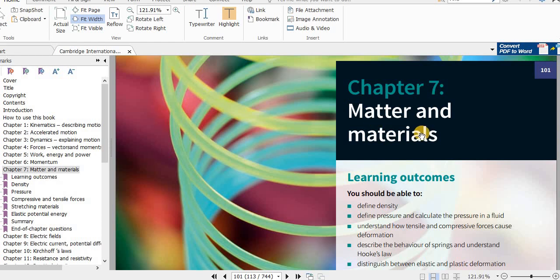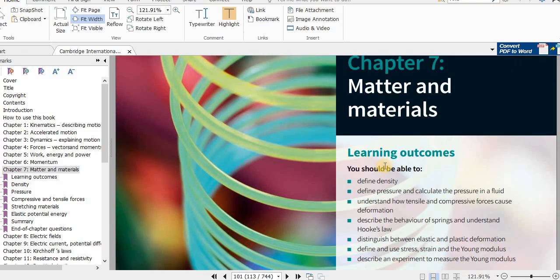The next topic is Matter and Materials, Chapter 7, Learning Outcomes. Once we finish this chapter, you should be able to understand these things. Define density, define pressure and calculate the pressure in a fluid. Understand how tensile and compressive forces cause deformation. Describe behavior of springs and understand Hooke's law.